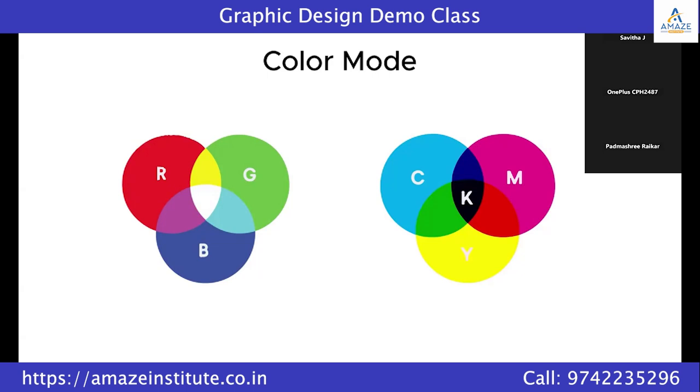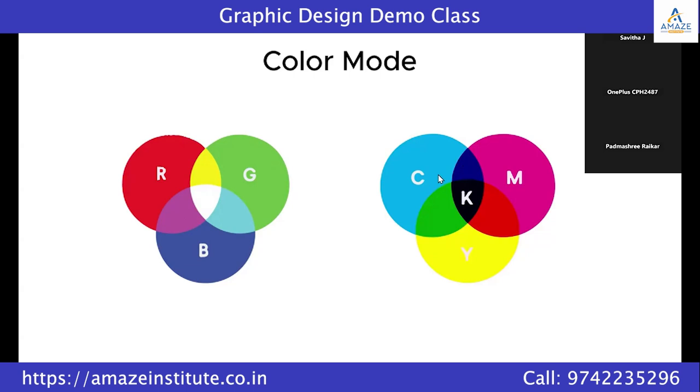In color mode we have two kinds of colors, RGB and CMYK. What is RGB? R is red, green and blue. If you combine these colors, you'll get white as the output color. And by combining them you'll get millions of colors.